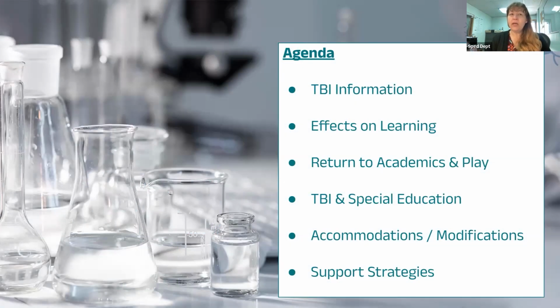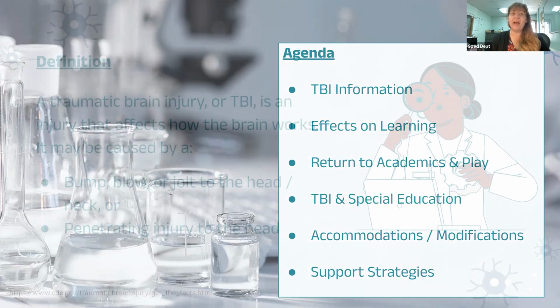So today we will be covering some general information on traumatic brain injury, what the effects for learning can be on children and youth, a look at return to play and academics, how TBI can be related to special education, including accommodations and modifications, and finally, some support strategies for parents and caregivers to assist those affected by TBI.